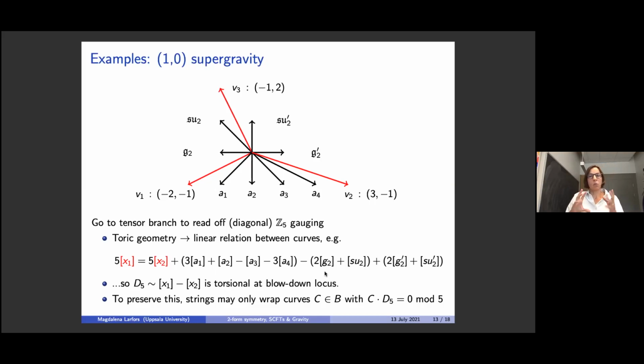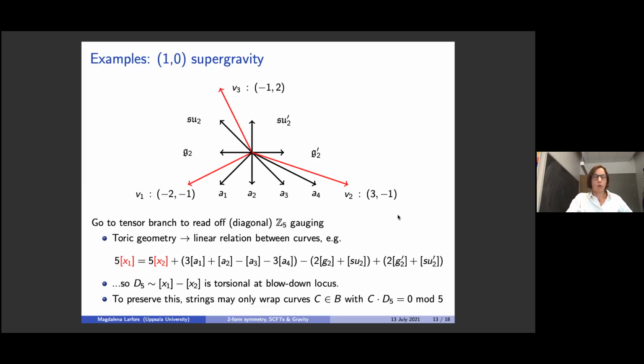And if we should preserve this relation, then the strings may only wrap curves which are these resolution curves, which have an intersection product with this D5 divisor which is 0 mod 5. So this is then a way of seeing the Z5 gauging.